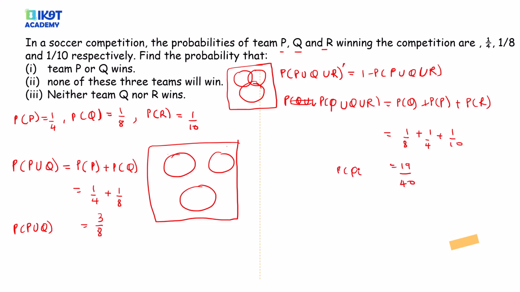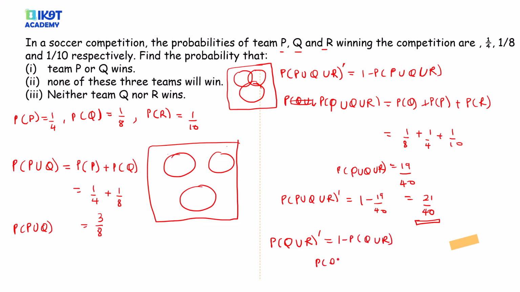But we wanted the complement, so the probability of P union Q union R complement would be 1 minus 19 out of 40, and we would get 21 out of 40. Then at this part, neither team Q nor R, so you're supposed to get the probability of Q union R complement. This would be 1 minus the probability of Q union R. So we get the probability of Q union R.